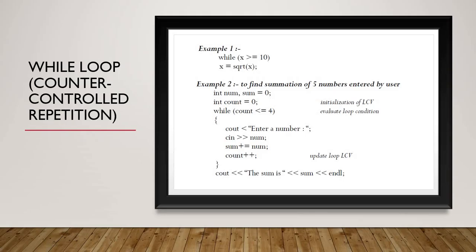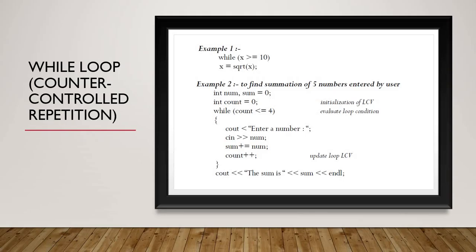For example, let's look at example 2: find the summation of 5 numbers entered by the user. So we already know that we want to get 5 numbers from the user. This while loop is known as counter control repetition, meaning that we already know how many numbers we want to get from the user and how many times the loop will be repeated, which is 5 times. I will show you the tracing for this example.